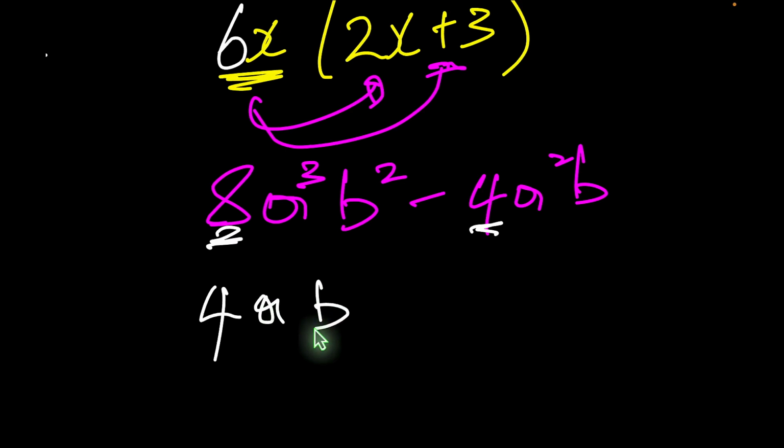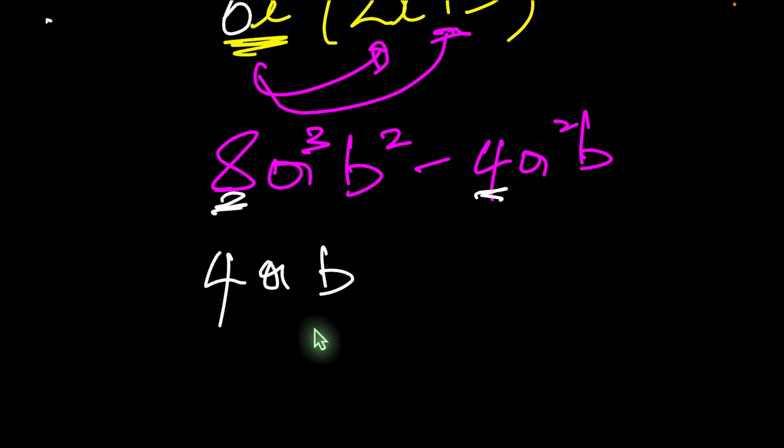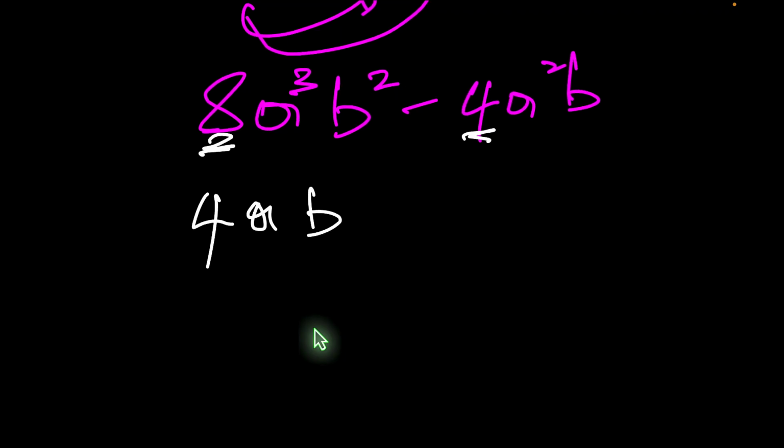Now, what we need to do is look at the a and the b and just use the one with the lowest power. So a squared is the lowest power there for the a, and for the b, it's just b. So that's our highest common factor. And let's just divide through now.